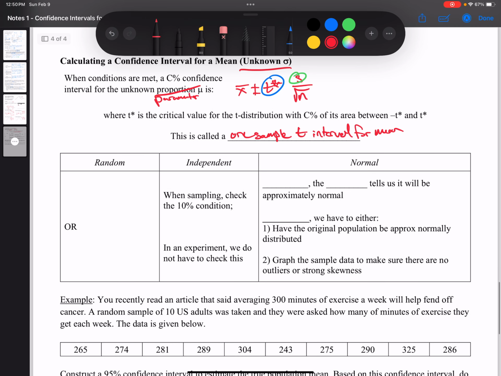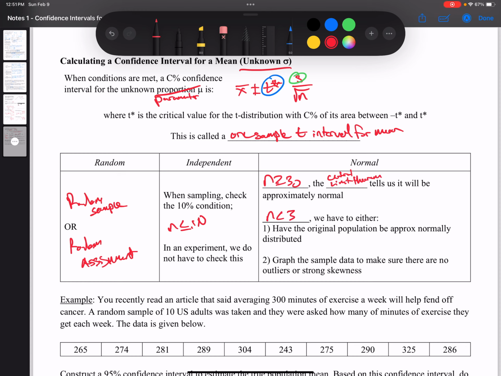All right, and just a quick rundown of our conditions. Of course, we have to have random sample or random assignment. When sampling, we've got to check the 10% condition. We have n is less than 10% of our population, or an experiment, we don't have to check that. And then normal, this is a bit different from proportions. When n is greater than 30, the central limit theorem tells us the sampling distribution will be approximately normal.